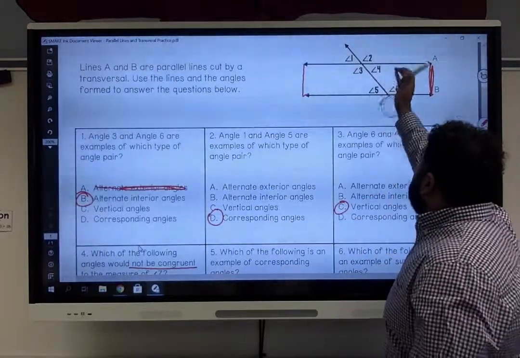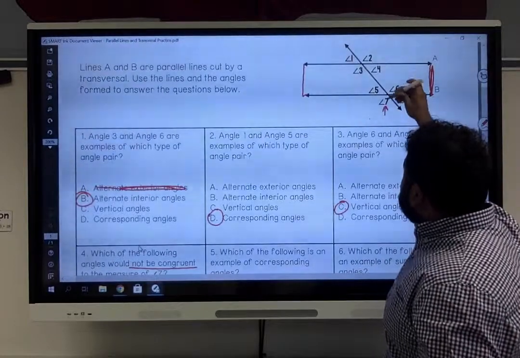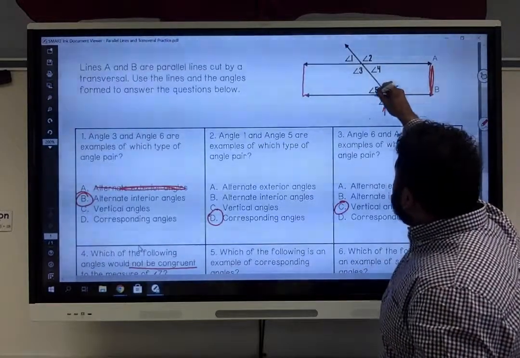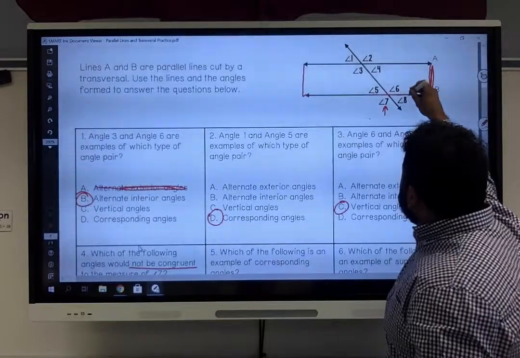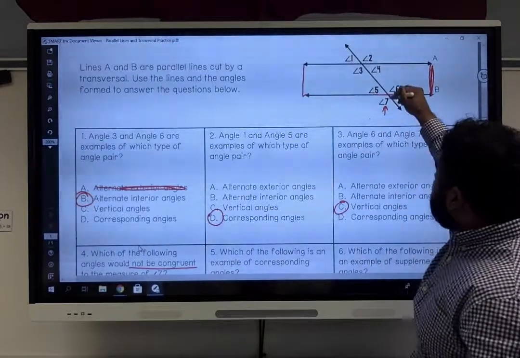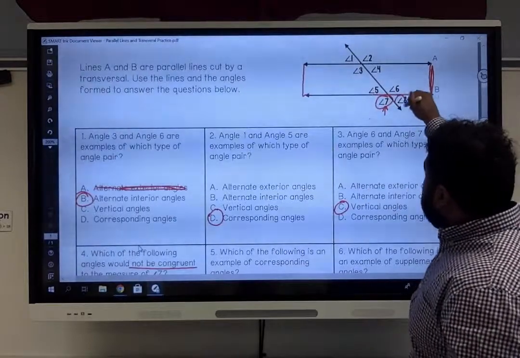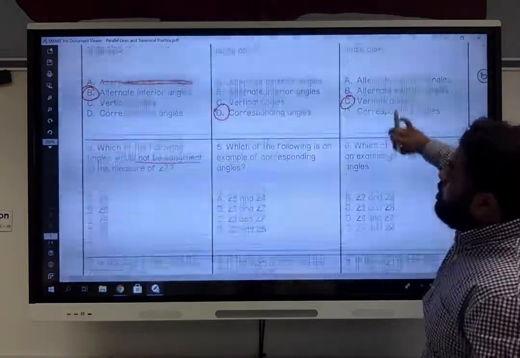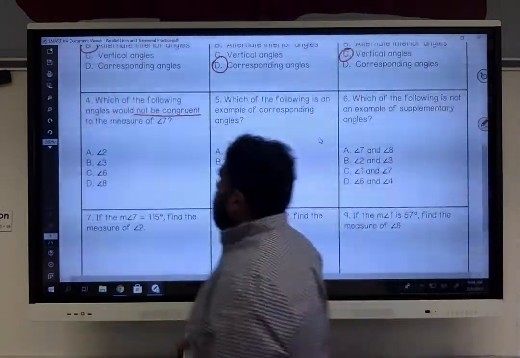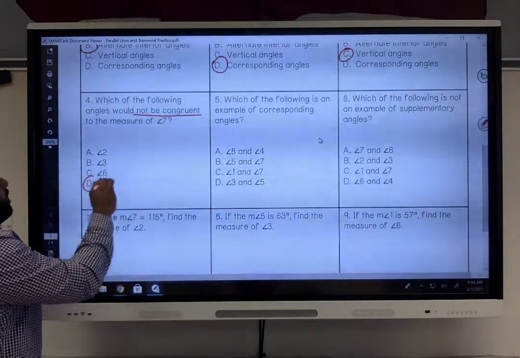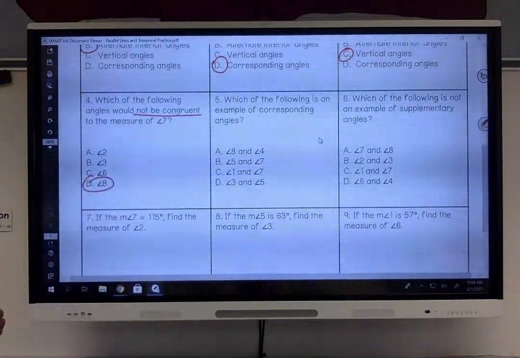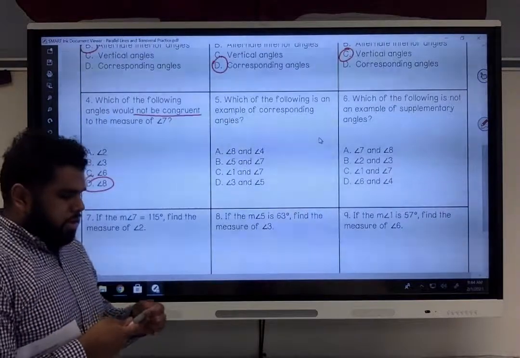Now, if I start at angle 7 and I create a flat line, what other angle along with angle 7 would help create that flat line? Angle 8. So the answer to question 4 would be angle 8, because remember, you're looking for something that makes it supplementary.